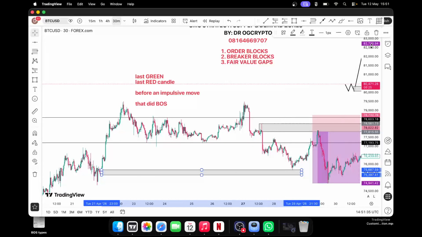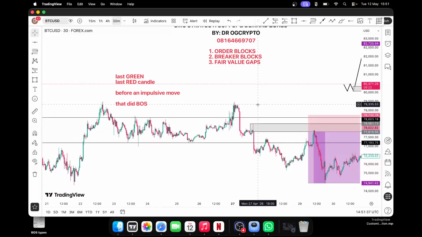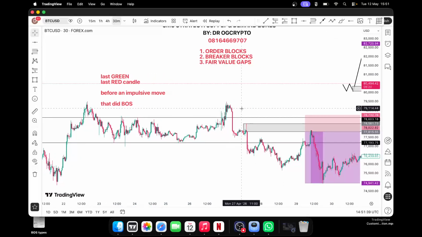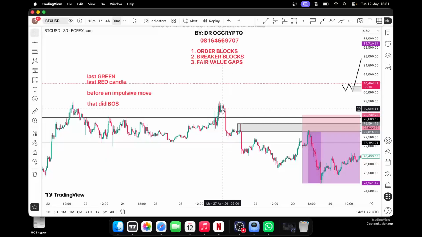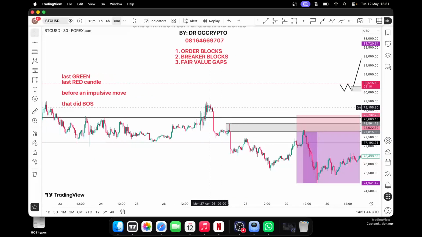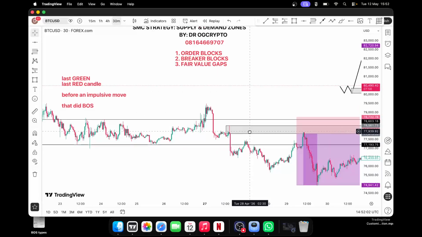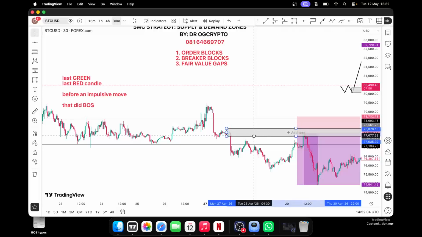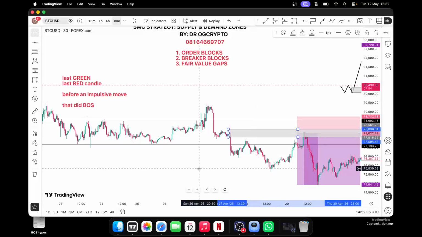So now, what of a bearish order block? A bearish order block is the last green candle. I can see a last green candle here before an impulsive move. When you say something is impulsive, it means it just printed hard candles with large bodies. You understand? That is what is referred to as an impulsive move. This is an impulsive move. This one also is an impulsive move. This place, you can see that's an impulsive move.